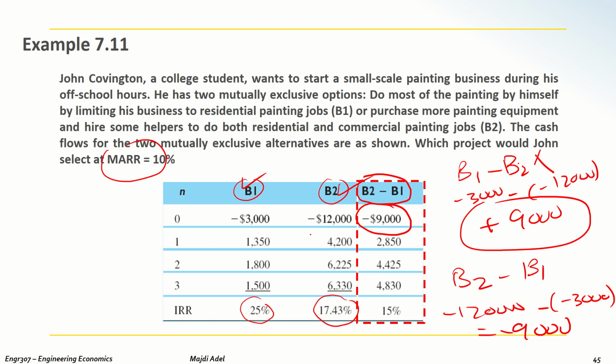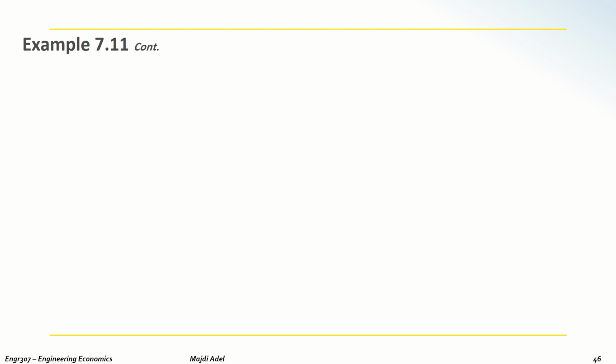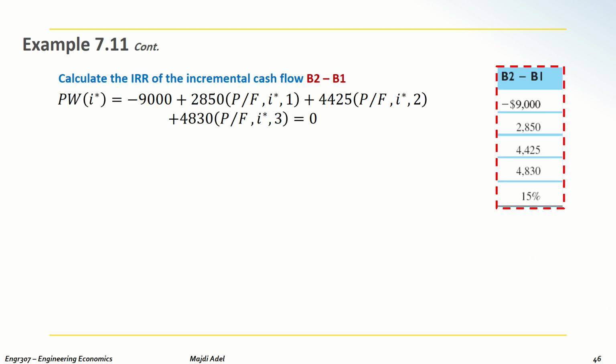Okay. And we proceed: 4,200 minus 1,350 is 850. 225 minus 1,800 is 425. And the last year, 633 minus 1,500 is 830. Okay, now we calculate the internal rate of return for the incremental cash flow. It's going to be 15%.